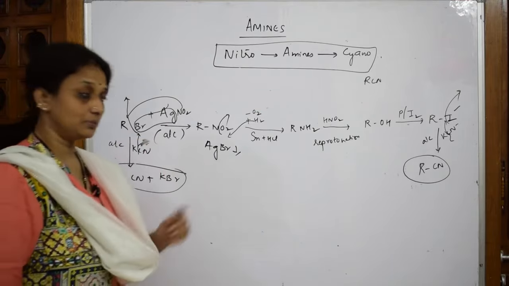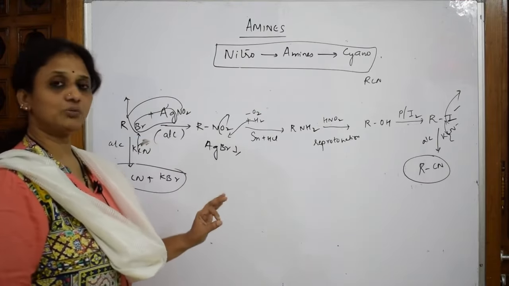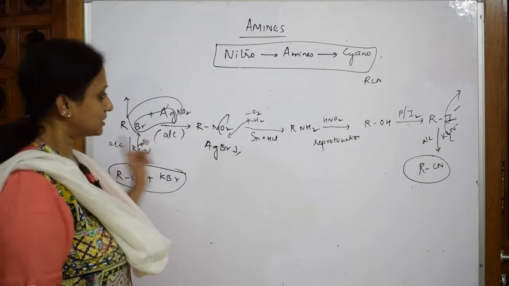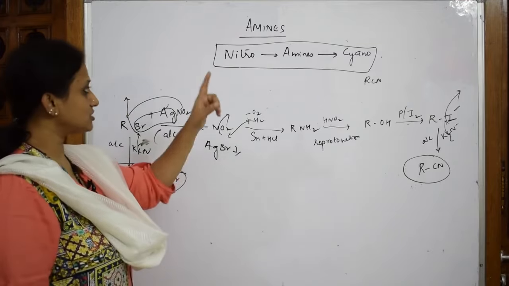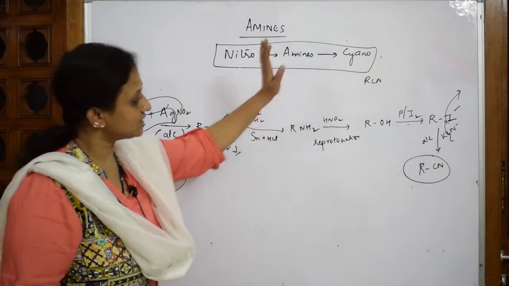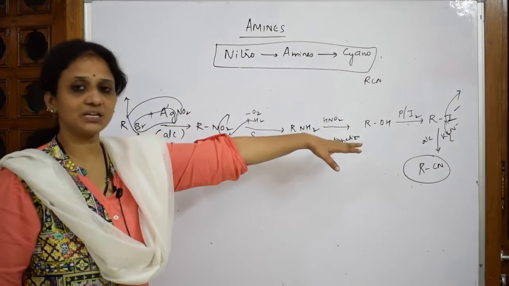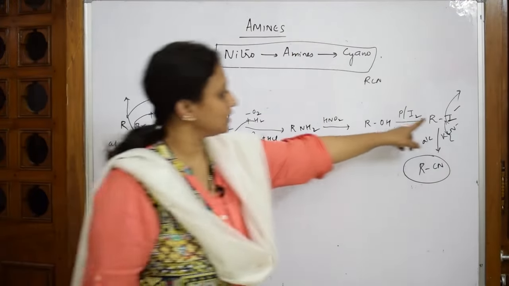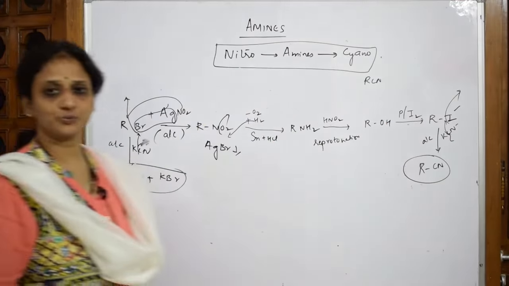So now what should you do? Please practice this. Write in your books clearly. Practice this more number of times. What concept should you remember? Nitro to amines. Amines can't directly be converted; it will go through these steps, then finally form cyano groups.